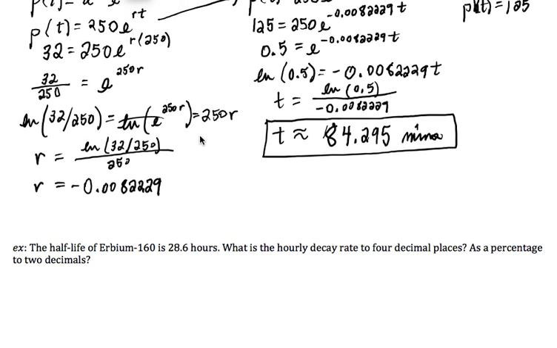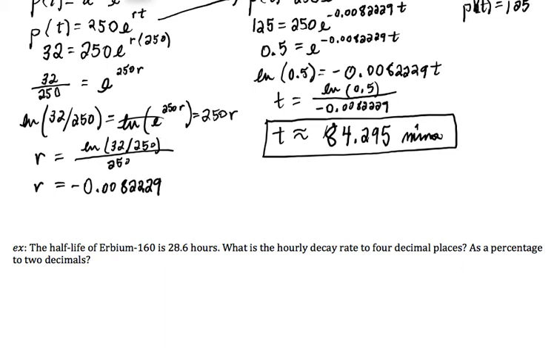Okay, looking at one more example, the half-life of Ebrium-160, that's just a radioactive substance, is 28.6 hours. Okay, so in this one we're given the half-life, and it says what is the hourly decay rate to 4 decimal places, or as a percentage to 2 decimal places.